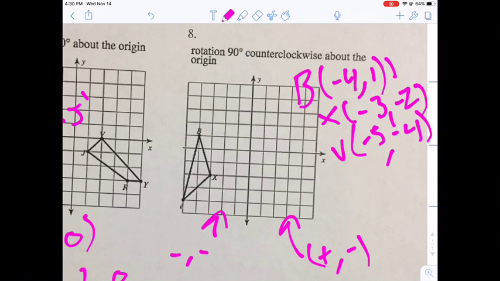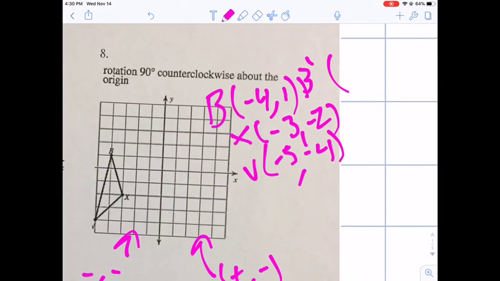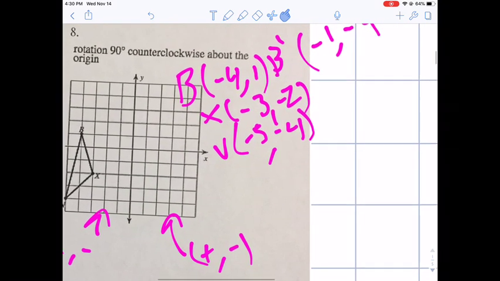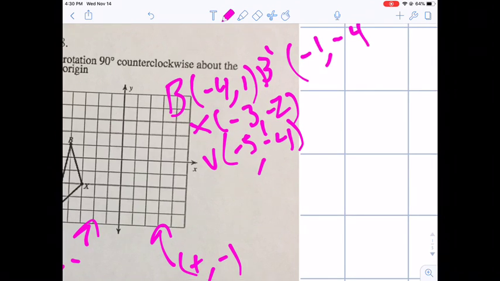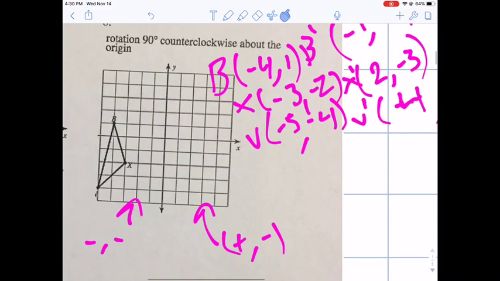So B prime is going to become (-1, -4). So both of them have to be negative because we're in the negative quadrant. Point X, remember, we have to flip the spots of them. So this is going to be (2, -3), because X prime is going to land in the positive negative quadrant. Same with V prime, it's going to be (4, -3). And now we can go ahead and graph that.